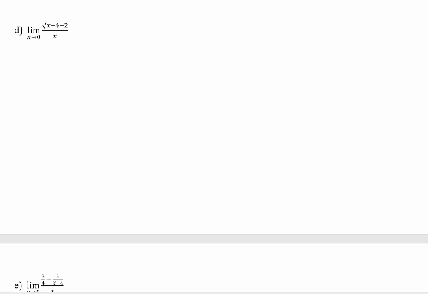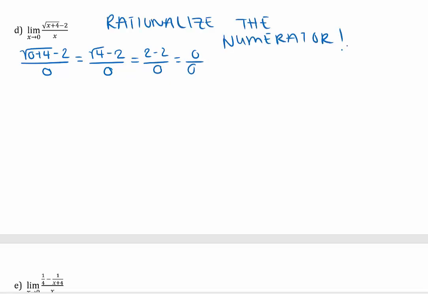Example D. I always start the same way. I plug in 0 for x because I'm finding the limit as x goes to 0. And if I don't get something that's indeterminate, then I know what the answer is. Unfortunately, in this case, it looks like we're getting that indeterminate 0 over 0. In problems like this that have square roots in them, we are going to use a technique called rationalize the numerator in order to simplify.